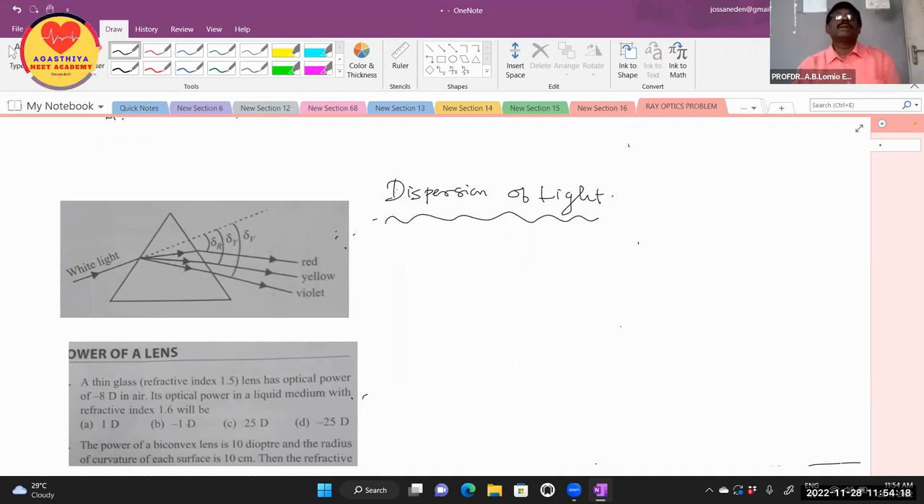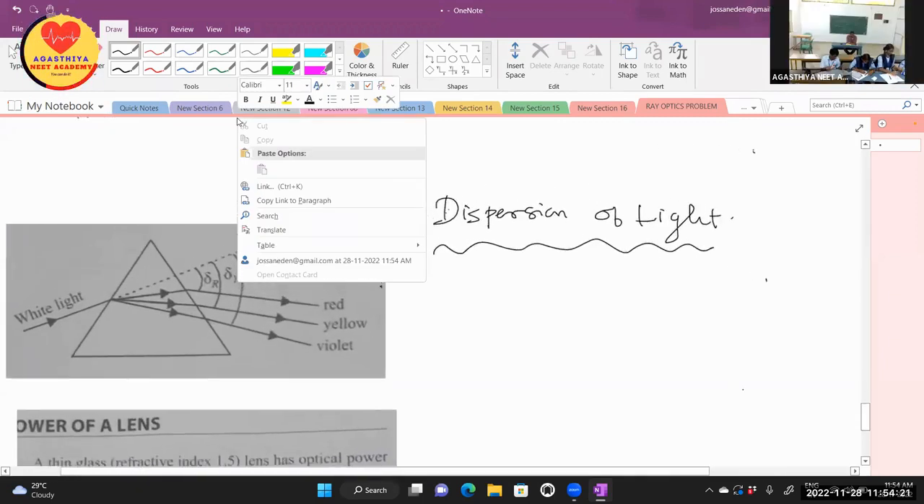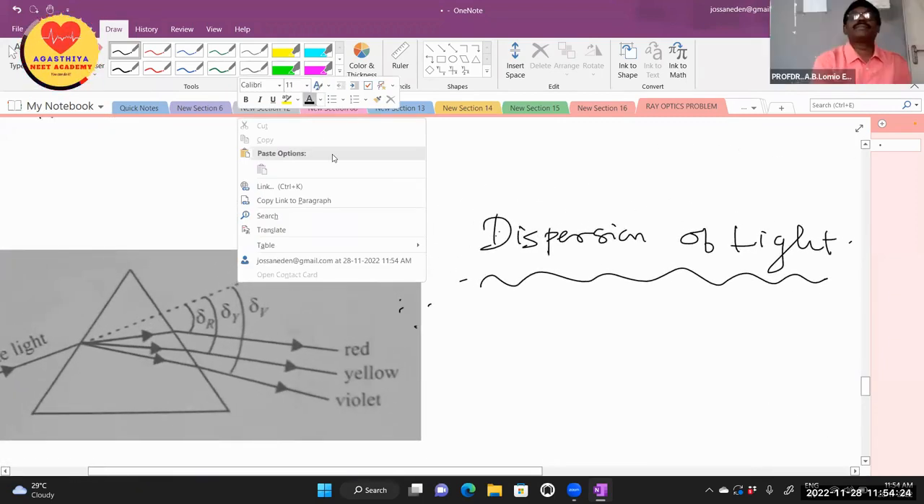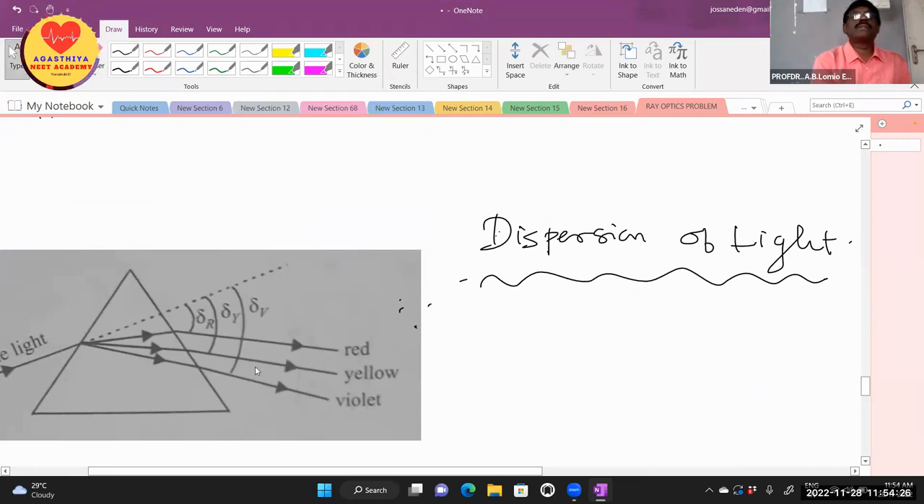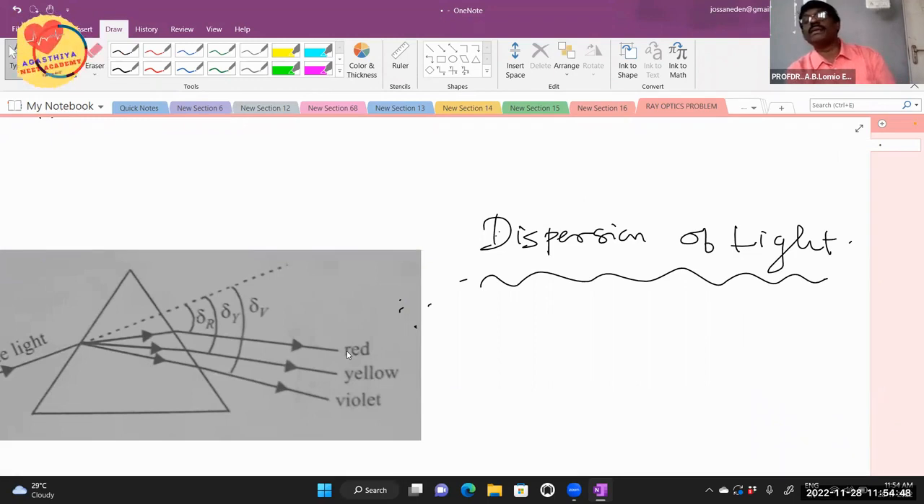See the diagram. The violet light is dispersed at a greater angle, delta V, whereas the red light is dispersed at a smaller angle. Yellow light lies between delta V and delta R. But the red light has more wavelength than the violet. When the light has more wavelength, the angle of deviation is minimum. That is the condition. Understand? Yes, sir.